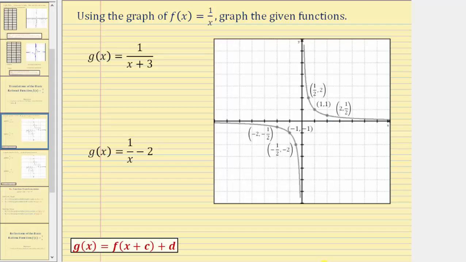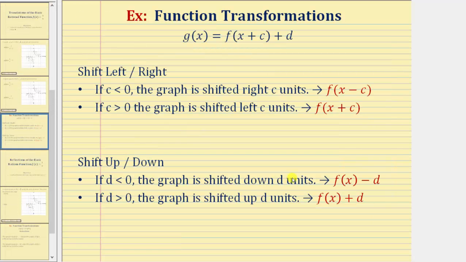So going back to our lesson, to summarize, we can say if our function g of x is equal to f of the quantity x minus c, then the graph is shifted right c units. If g of x is equal to f of the quantity x plus c, the graph is shifted left c units. And if g of x equals f of x minus d, the graph is shifted down d units. And if g of x equals f of x plus d, the graph is shifted up d units.